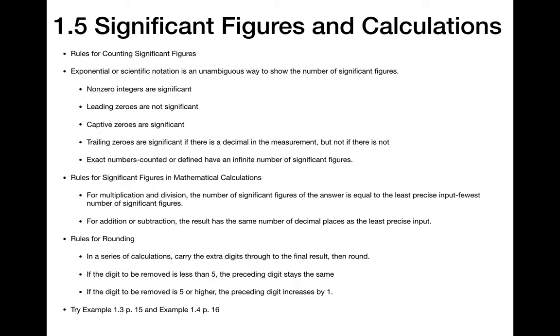Now, if your number is not listed in scientific notation, then another way of looking at it is non-zero digits are always significant. We always consider non-zero digits to be measured values. People just don't make numbers up out of nowhere, so non-zero digits are significant. The question becomes in the zeros. Leading zeros are not considered significant. Now, what is a leading zero?